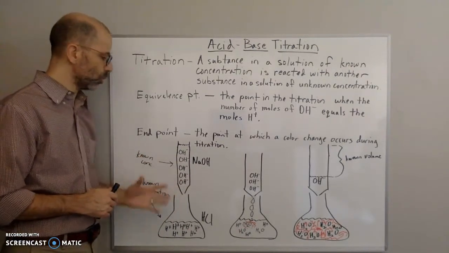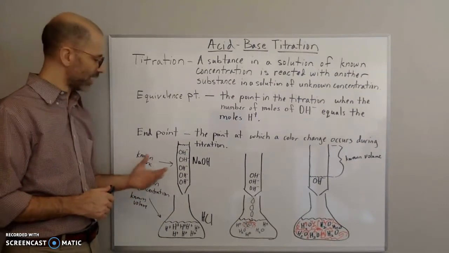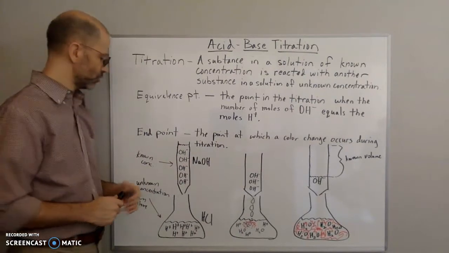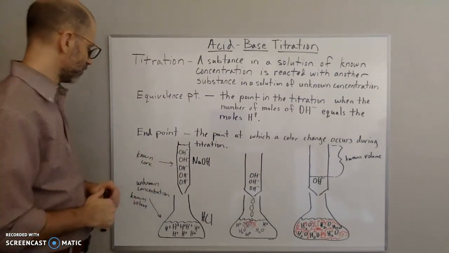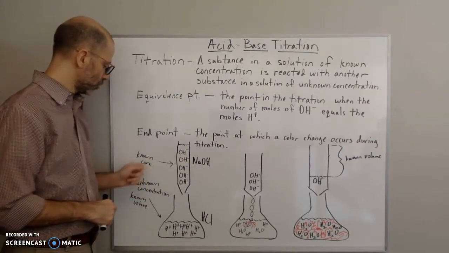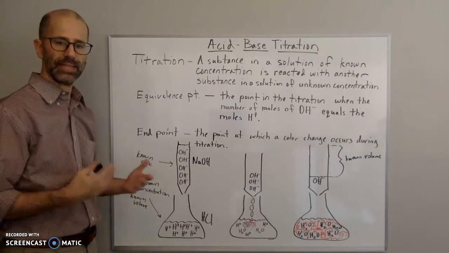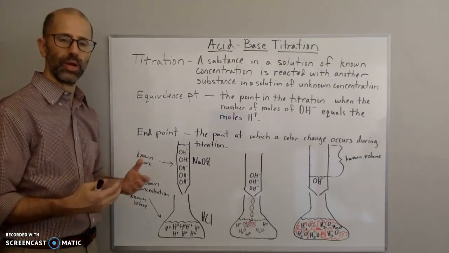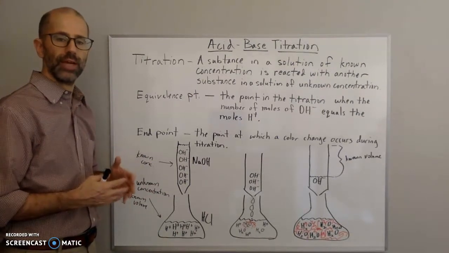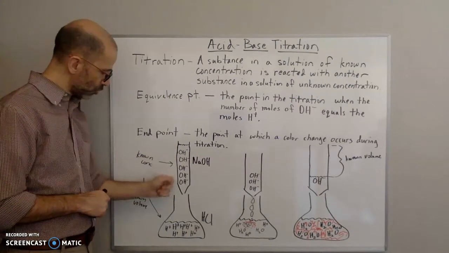let me go through the titration and then kind of put this together using the examples that I have here. So let's say my known is NaOH. So I'm going to have a standardized solution of NaOH that I know the concentration of, and I'm using this burette here.